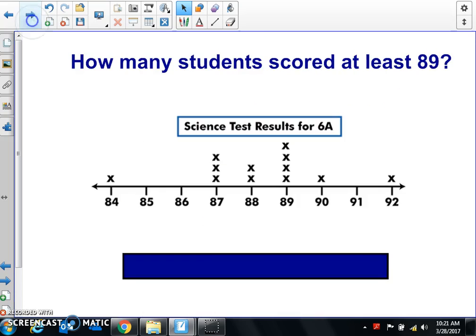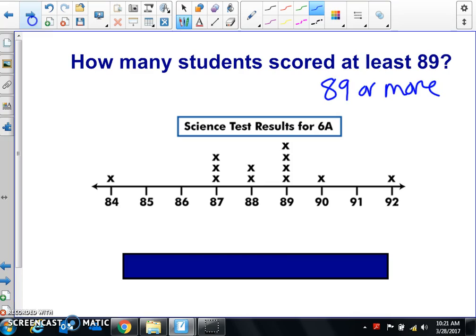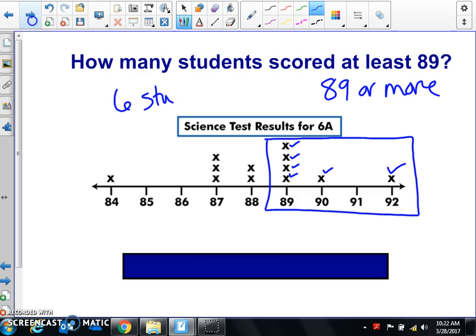Okay? So how many students scored at least an 89? At least means an 89 or greater. 89 or more. Okay? At least. So I need 89 or more. And now I just count them up. 1, 2, 3, 4, 5, 6 students.